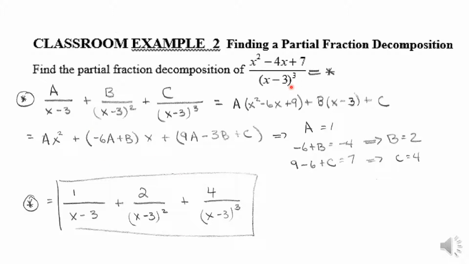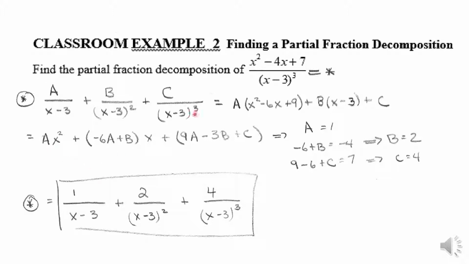This time we have it raised to the third power, so we get a term that looks like this, a second term that looks like this, and a third term that looks like this. Now if I just get a common denominator, here's what the numerator will look like. The numerator will be A times this, plus B times that, plus C. And if I do some simplification, I get as my numerator Ax squared.